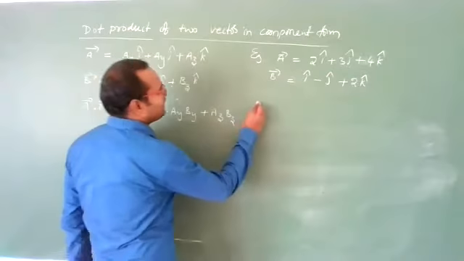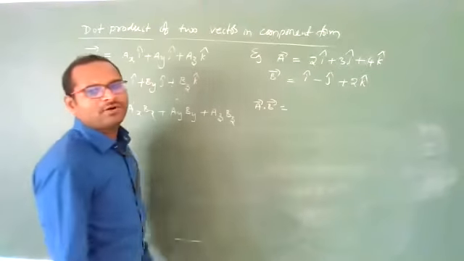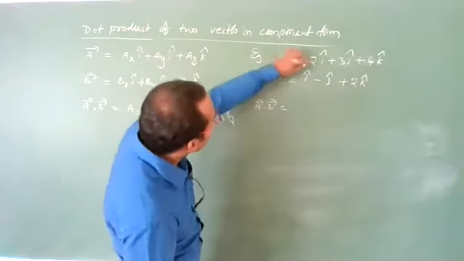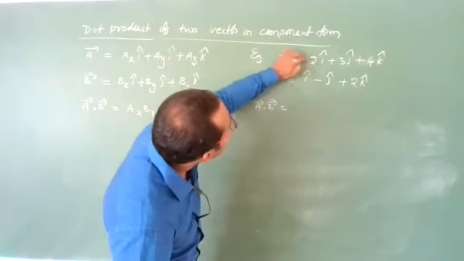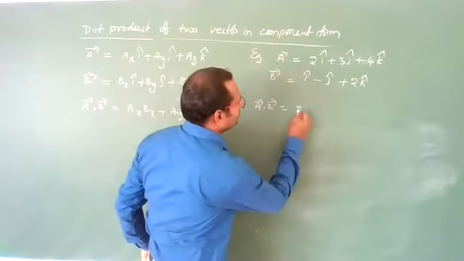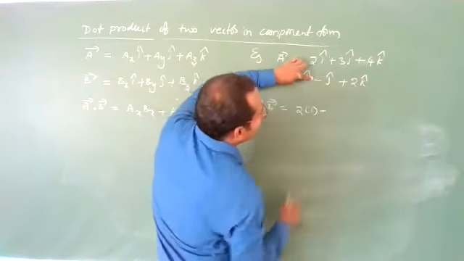Now, what is A bar and B bar? Multiply the I cap coefficients: plus into plus. Here nothing is there, which means plus. 2 into 1 is 2. Next, plus into minus is minus.